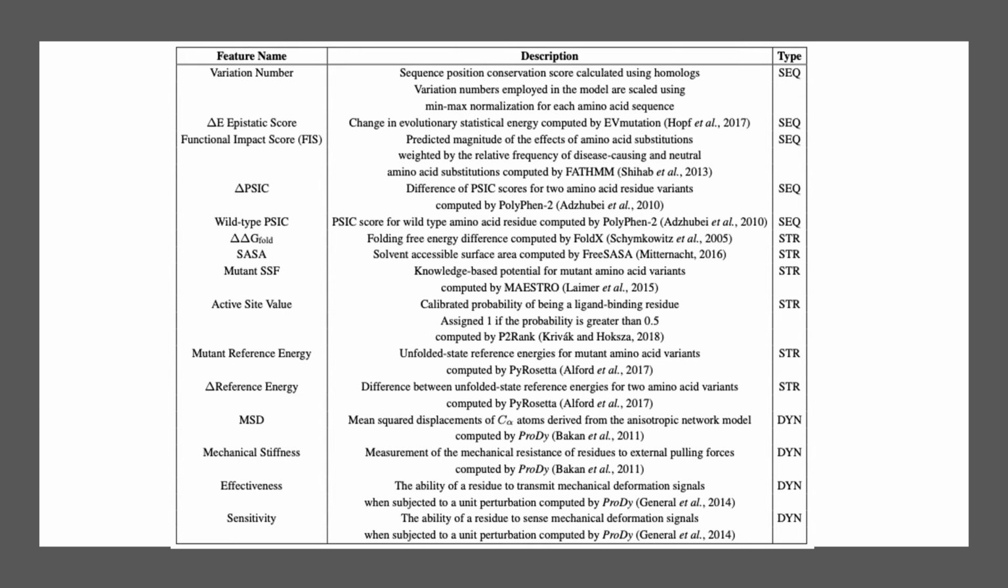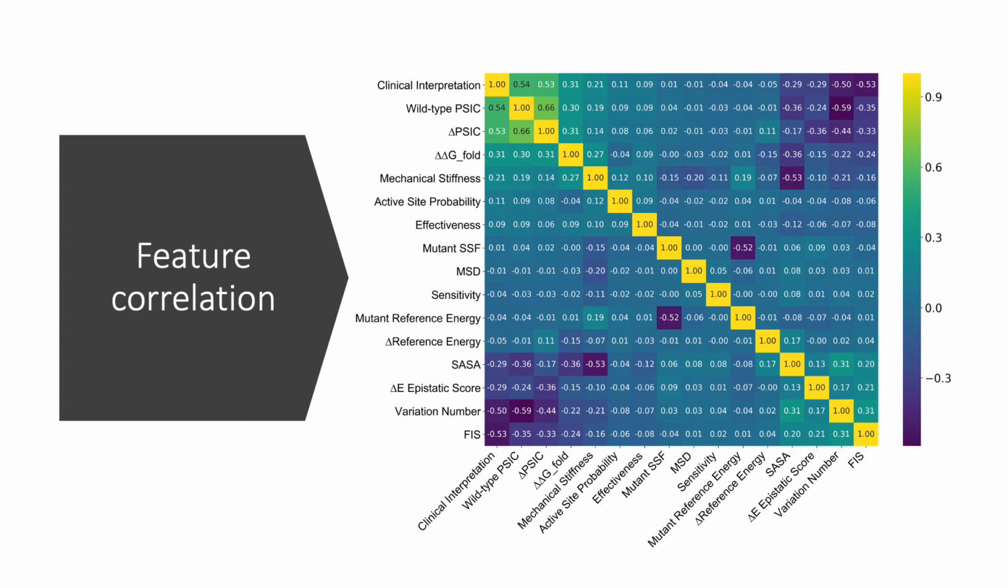A total of 15 features, which includes 5 sequence-based features, 6 structure-based features, and 4 dynamics-based features, were used as our feature set. We calculate the Pearson's correlation of all possible pairwise combinations of the 15 features. Only 4 pairs had correlation coefficient greater than 0.5, suggesting that the selected features were largely independent.